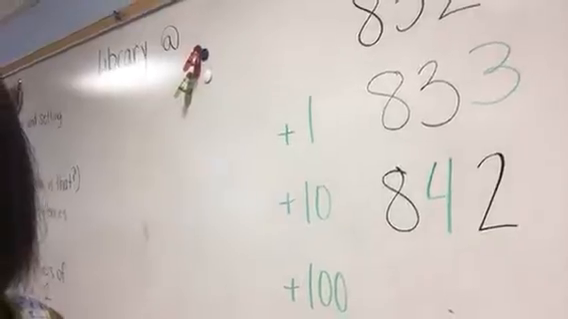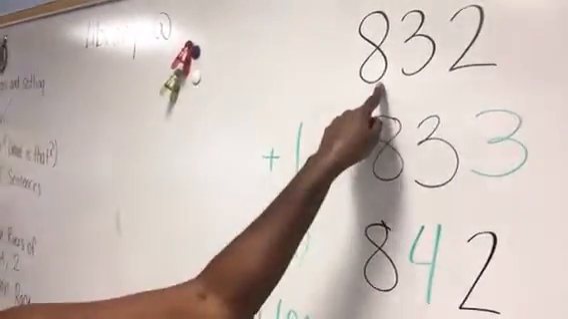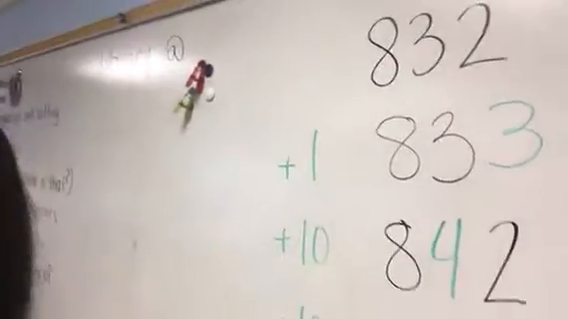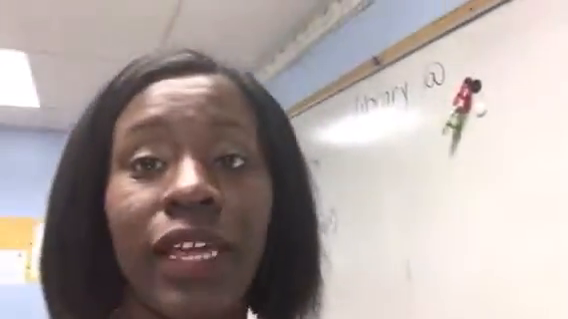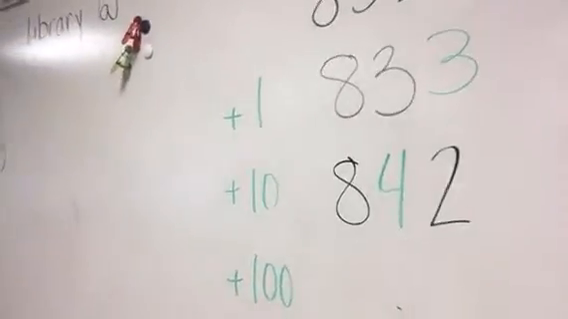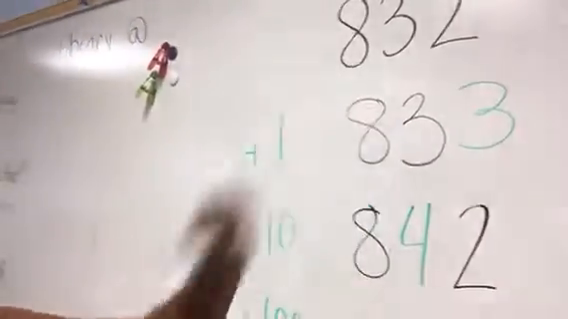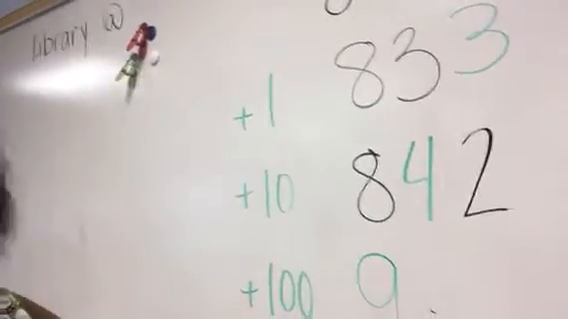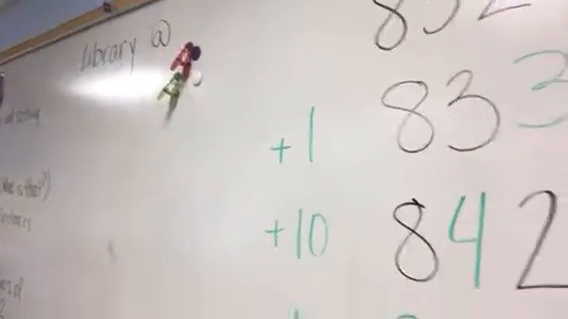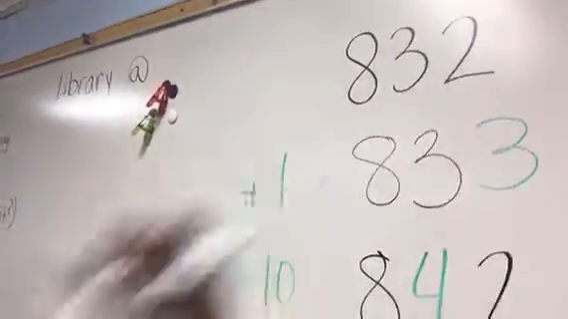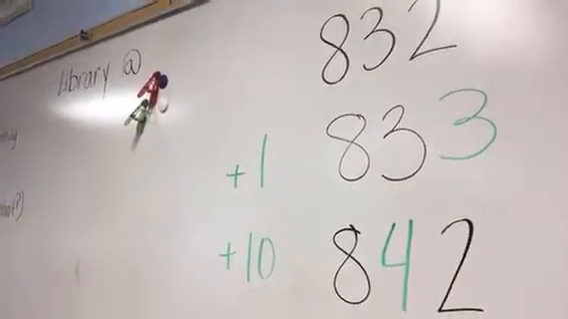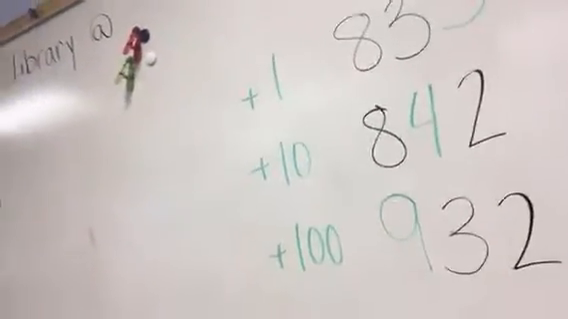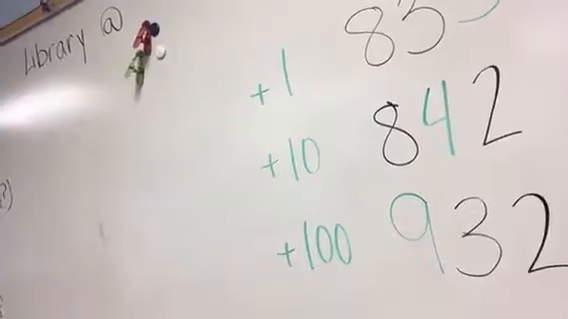Last, if I wanted to add 100 to the number 832, only the digit in my hundreds place is going to change. So I have an 8 in my hundreds place. I'm going to change that 8 to a 9. Then the number in my tens place is going to stay the same because I did not add any tens, and then the number in my ones place will remain the same because I did not add any ones, and then that makes that number 932.